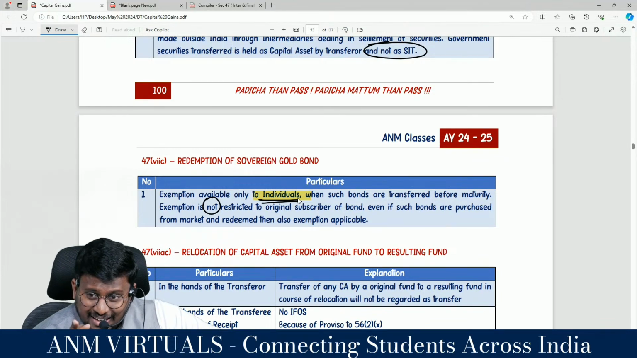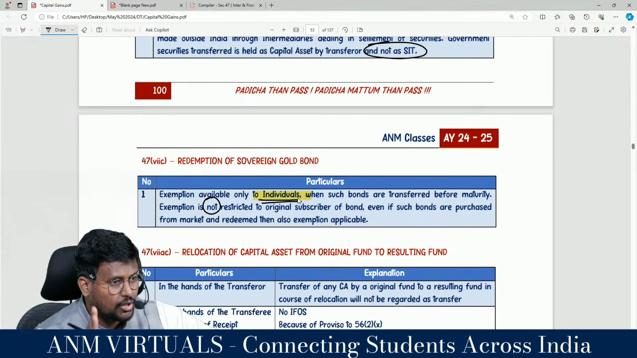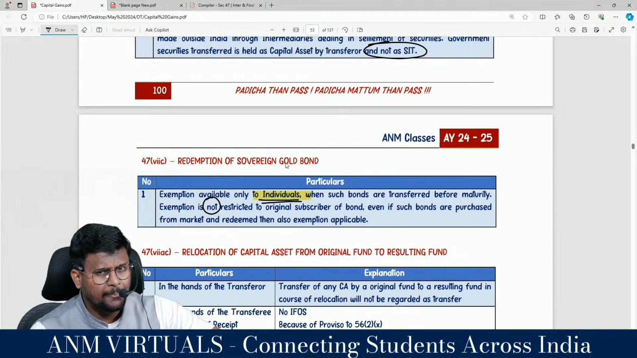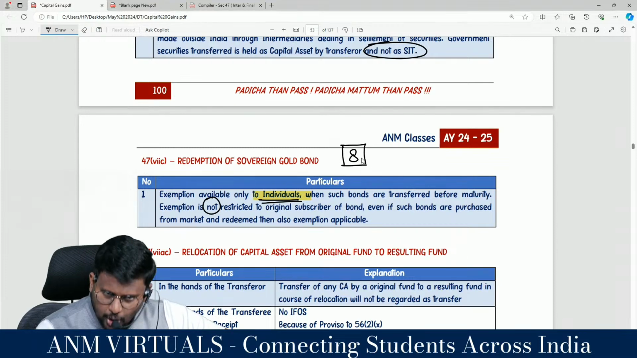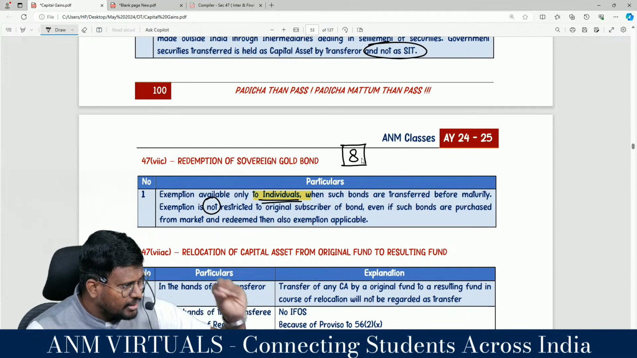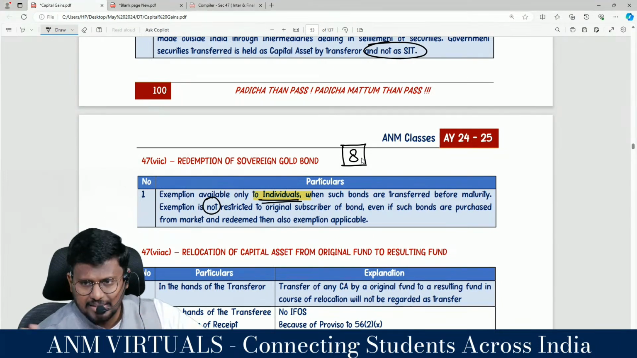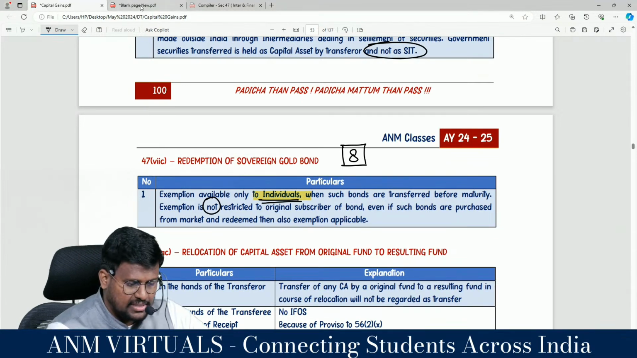So sir, redemption of sovereign gold bonds will not be regarded as transfer as per section 47 clause 7C. This is redemption. There is a lock-in period, holding period of 8 years. After those 8 years, when you redeem, it will not be regarded as transfer. So that is the next capital asset.